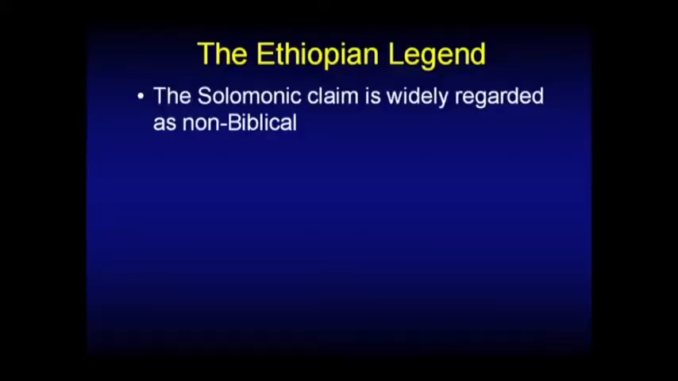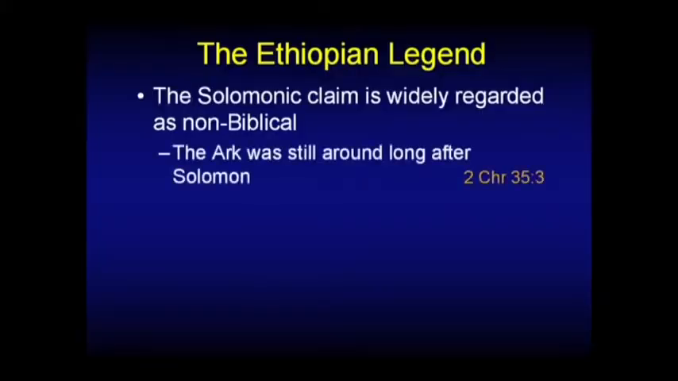It's widely regarded as non-biblical because the ark didn't disappear in Solomon's day or even after. We're going to go through a whole series of kings. You're going to get all the way down to Josiah. And when you get to Josiah, you're in 2 Chronicles chapter 35, the next to the last chapter in Chronicles. In the days of Josiah, he instructs the Levites to put the ark in the Holy of Holies. Where is it? Why is it? That's the whole thing we'll get into.